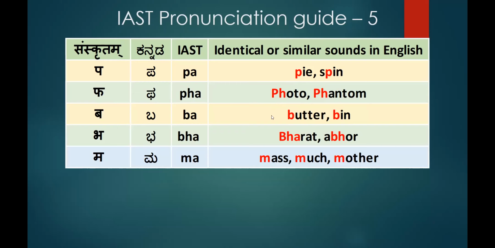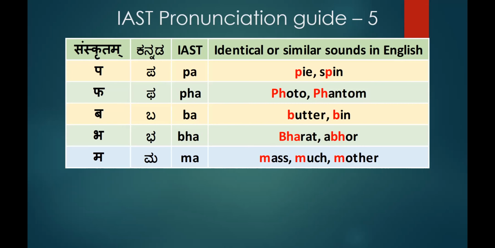Ba, as in butter, bin. That ba you need to look at. For Mahaprana bha, you can look at the word abhor. Bha is a sound that needs to be produced, like in Bharat. Ma is as in mass, much, mother. Ma, ma, ma. That is a sound that needs to be produced. So this is all about the identical or similar sounds in English as far as the grouped consonants are concerned.